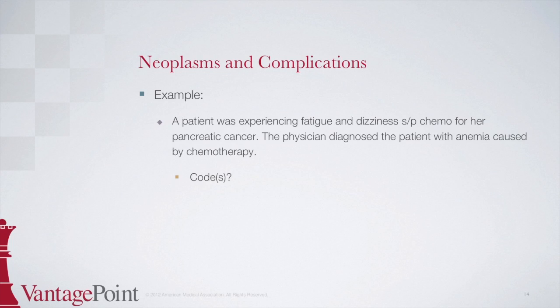Now let's try a neoplasm complications example. A patient was experiencing fatigue and dizziness, status post-chemo for her pancreatic cancer. The physician diagnosed the patient with anemia caused by the chemotherapy. What are the codes for this patient? Please pause the webinar to complete this example and then hit play to continue and learn the answer.